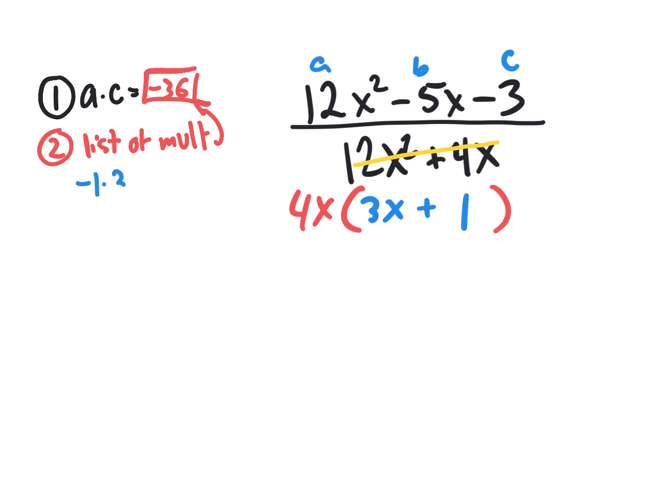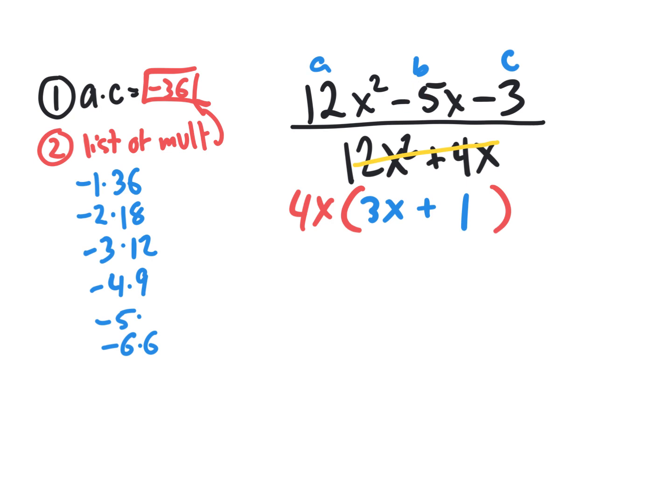Negative 1 times 36. Negative 2 times 18. Negative 3 times 12. Negative 4 times 9. Negative 5 doesn't work. Negative 6 times 6, right? Now, which pair of numbers combines together to give us the middle value, negative 5?